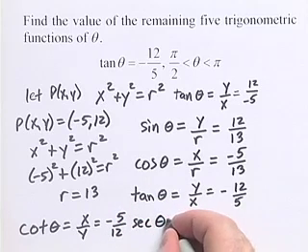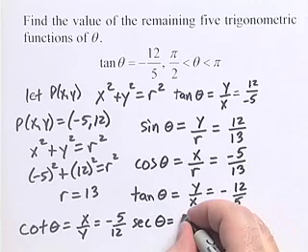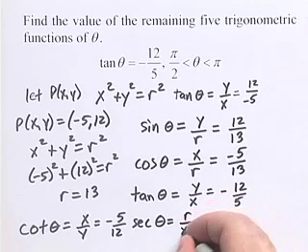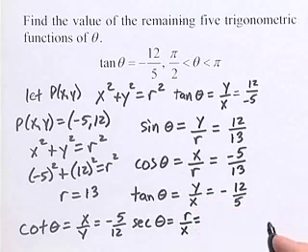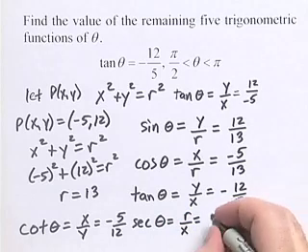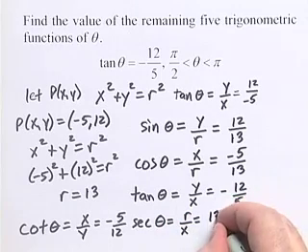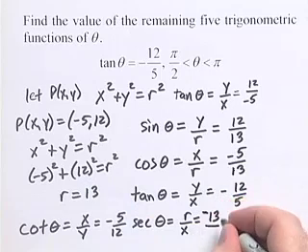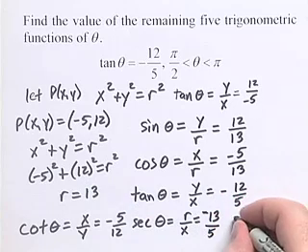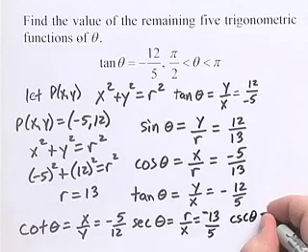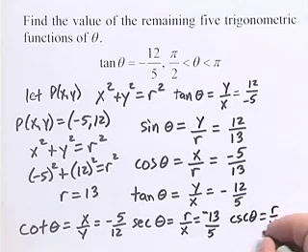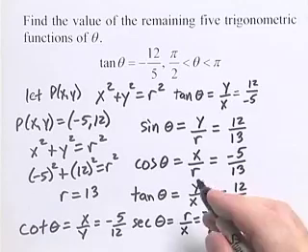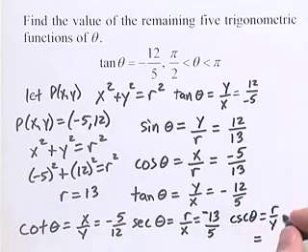Secant of theta will be r over x. Plug in our values, and we will get r is 13, x is negative 5, so negative 13/5. Cosecant theta is equal to r over y. We plug in our values. r is 13, y is 12, and so we'll get 13/12.